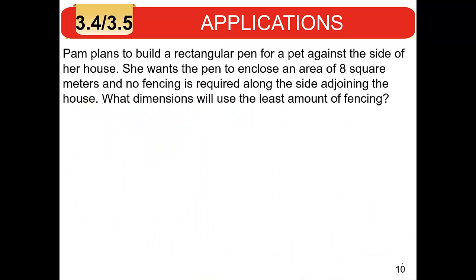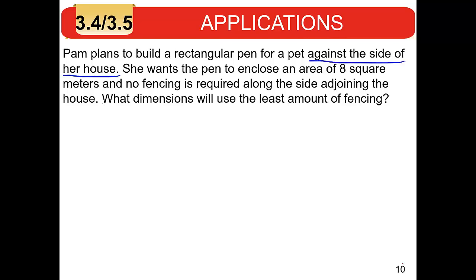How about this one? Pam plans to build a rectangular pen for a pet against the side of her house. She wants the pen to enclose an area of 8 square meters and no fencing is required along the side adjoining the house. What dimensions will use the least amount of fencing? Pam wants to save money and not spend any more on fencing than she can get by with and still have 8 square meters of space within the pen.